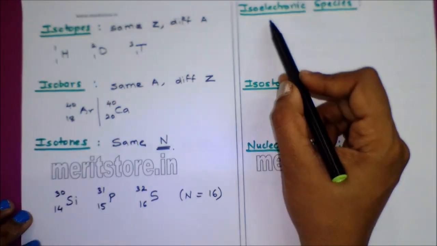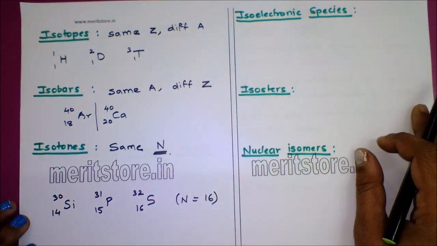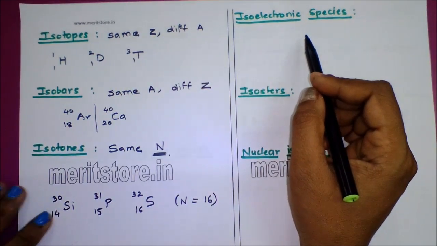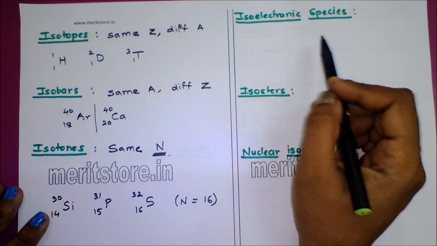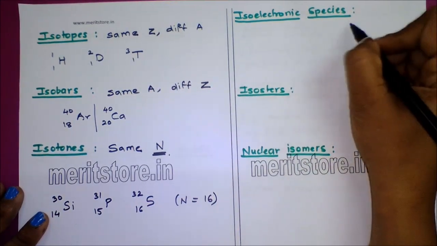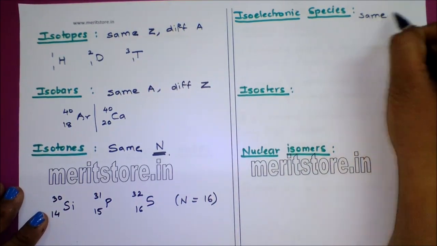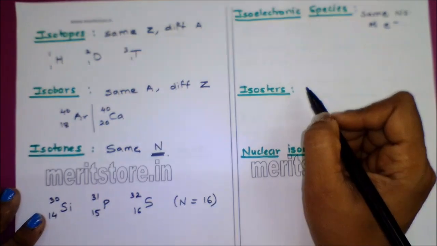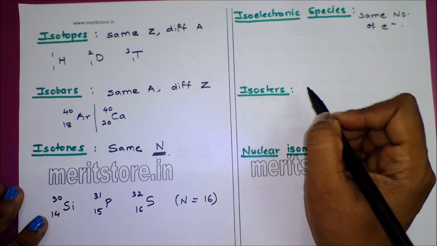The next term that we'll be dealing with is isoelectronic species. Isoelectronic species are the atoms, ions or molecules which have the same number of electrons. So if they have the same number of electrons, we can also say they have the same number of protons as well.